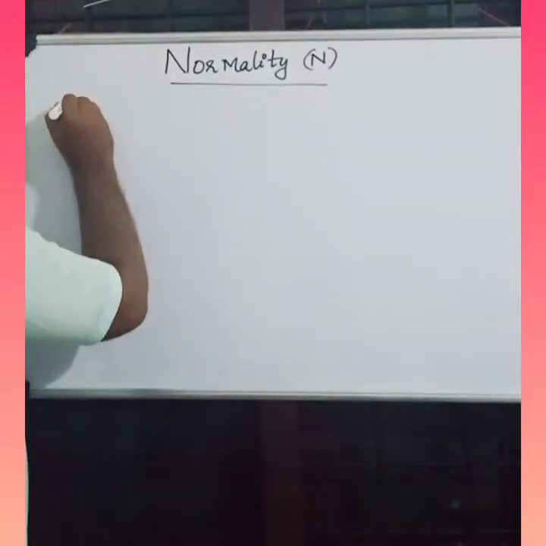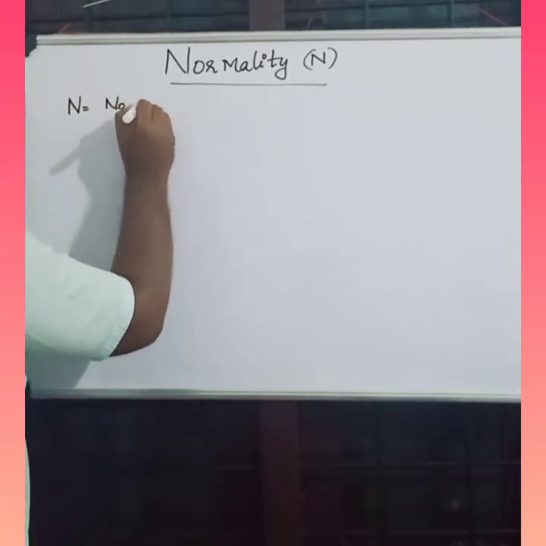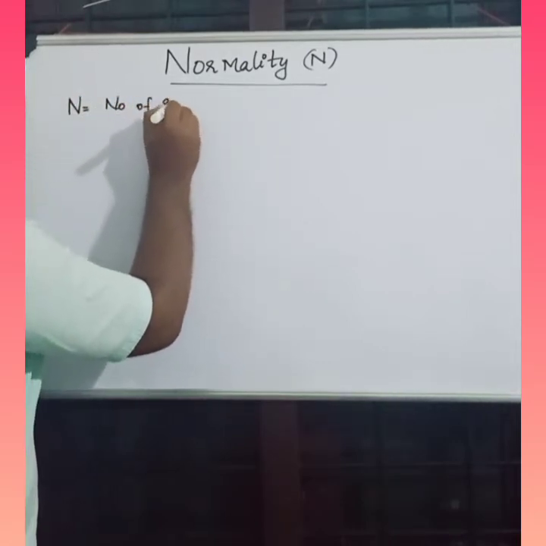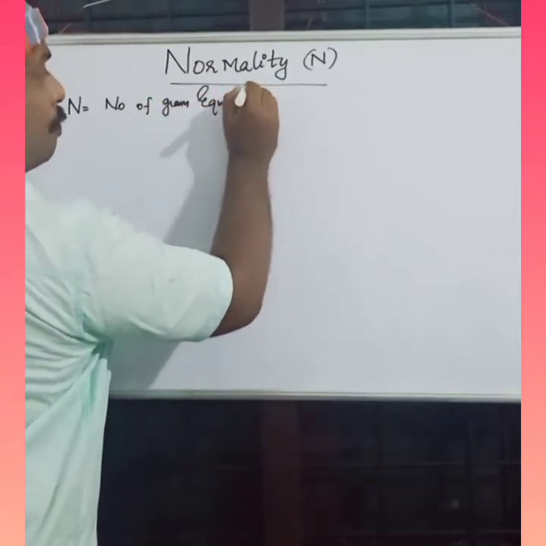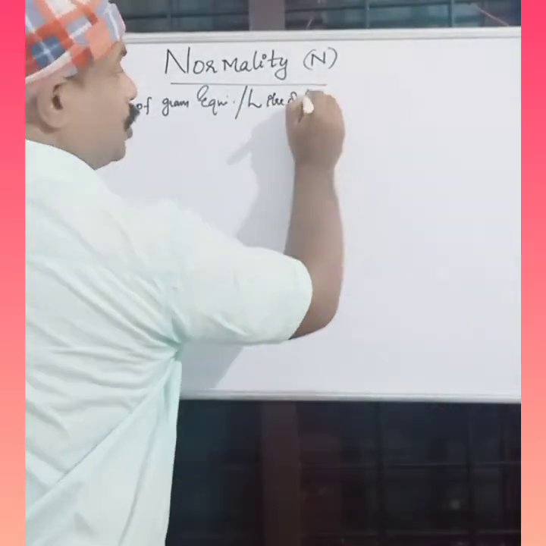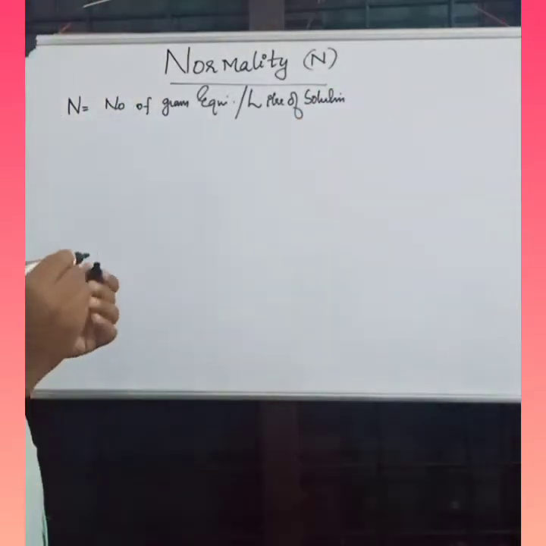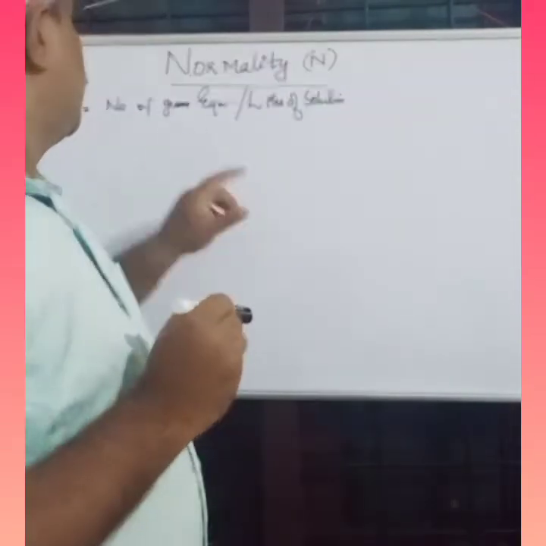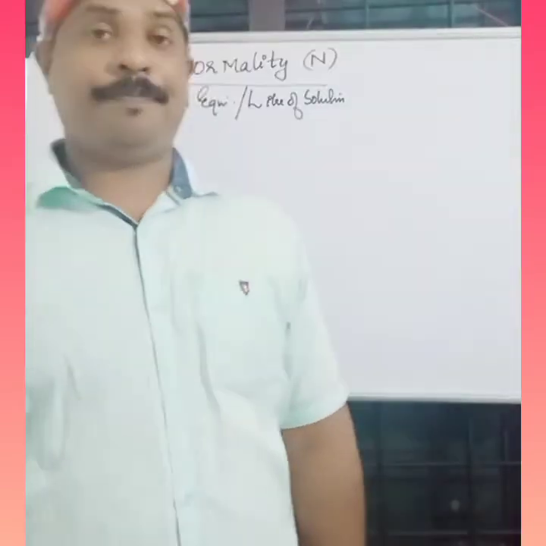Normality is equal to the number of gram equivalents per liter of solution. Number of gram equivalents of solute per liter of the solution.